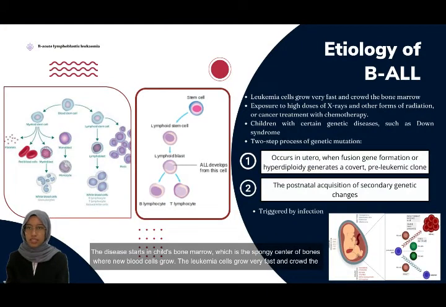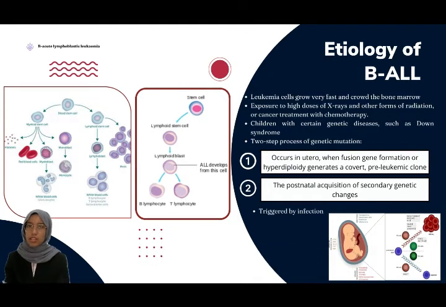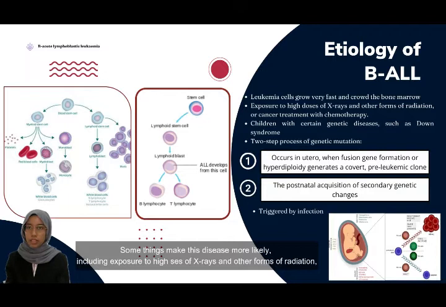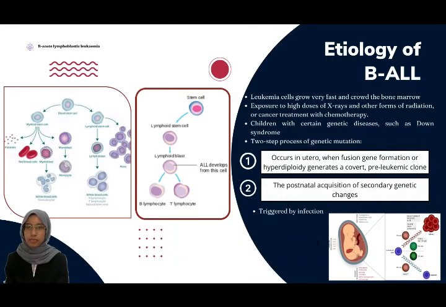The disease starts in the child's bone marrow, which is the spongy center of bones where new blood cells grow. The leukemia cells grow very fast and crowd the bone marrow, so the bone marrow has trouble making enough normal cells. Some things make this disease more likely, including exposure to high doses of X-rays and other forms of radiation, or cancer treatment with chemotherapy. Children with certain genetic diseases such as Down syndrome are also more likely to get ALL.